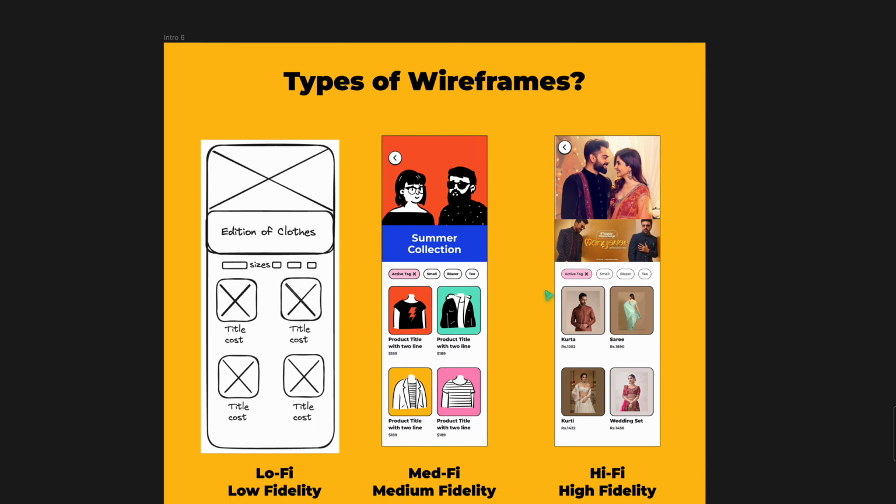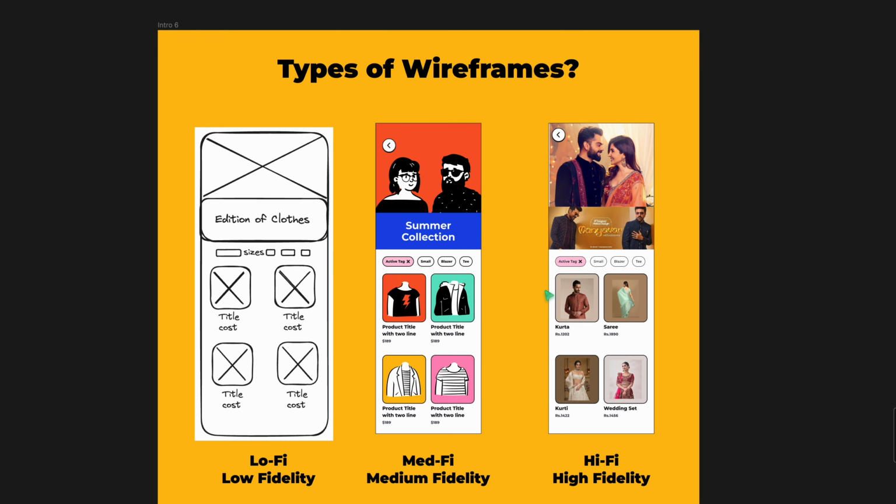Coming down to the best part of wireframes, there are 3 major types of wireframes. First is low fidelity, as I said, black and white. Then there is mid-fi, medium fidelity, wherein you don't add everything, but just a few elements, as you can see. Addition of clothes, let's say summer collection. Then I need an image, so this cross defines an image. I have put an image wherein a man and a woman are there. Then there is a title and a cost.